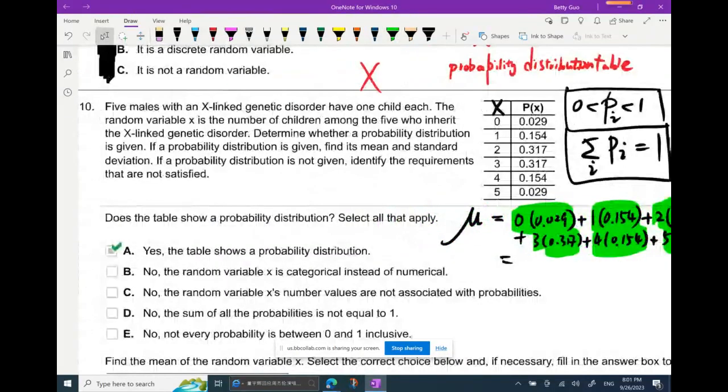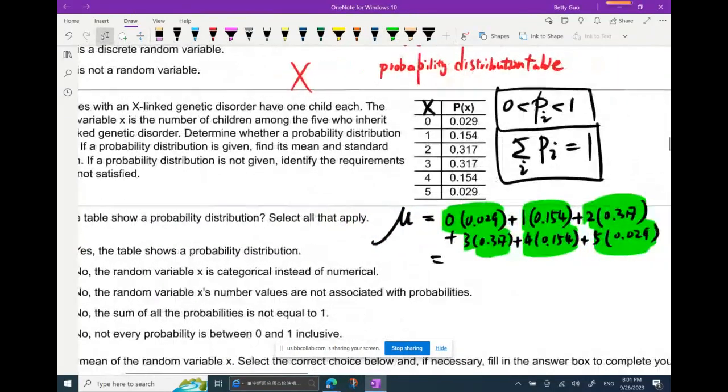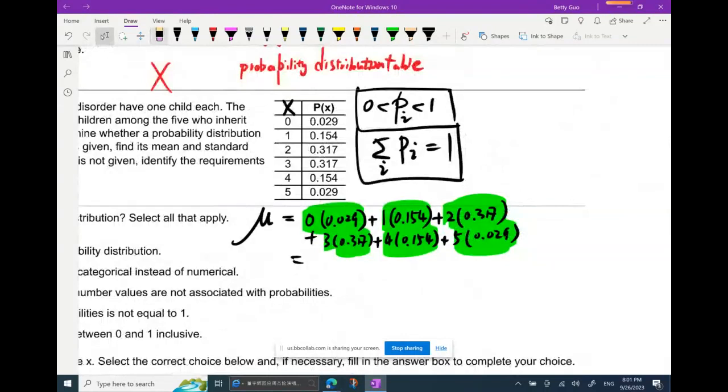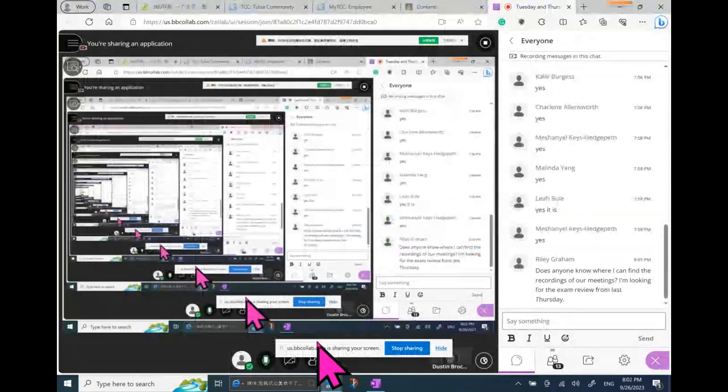All right, the mean of the random variable x. How do we call the mean of the random variable x? It is actually the expected value of x, which is mu. Let me know, am I clear about how we find the mean of the random variable manually? Is the formula clear? Does that make sense?